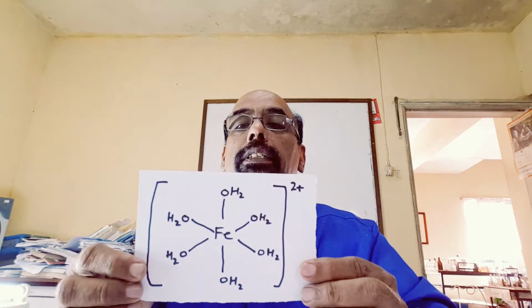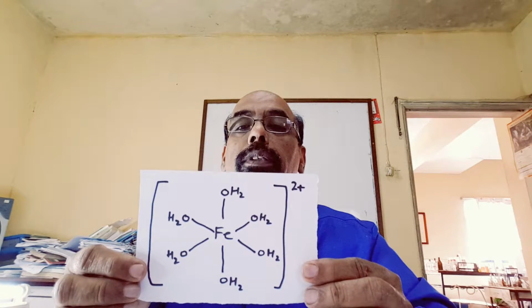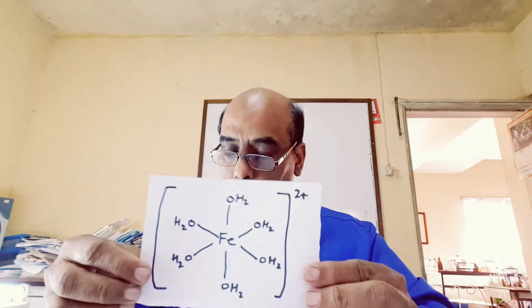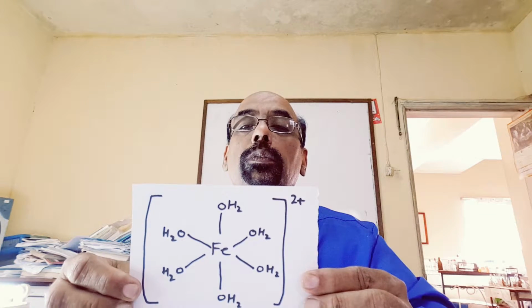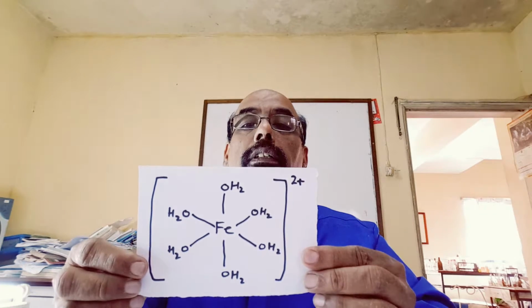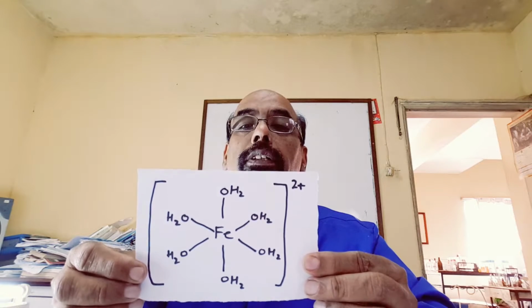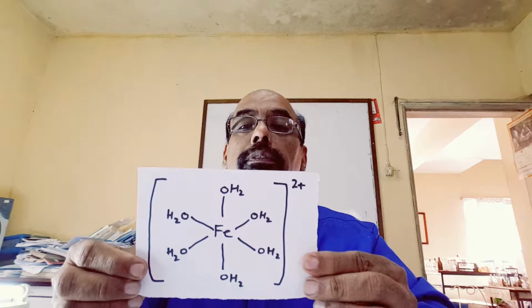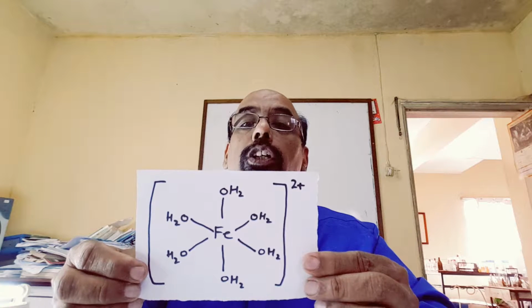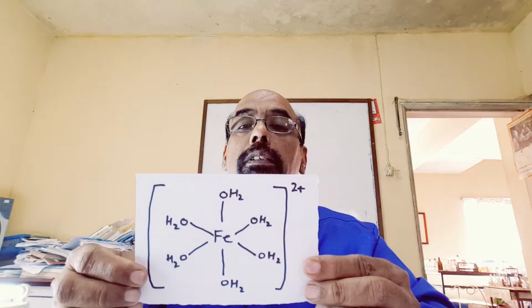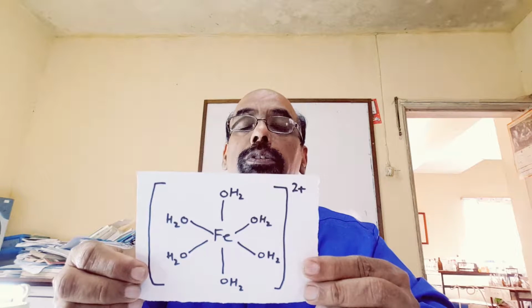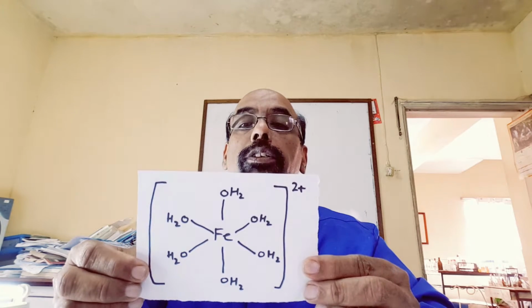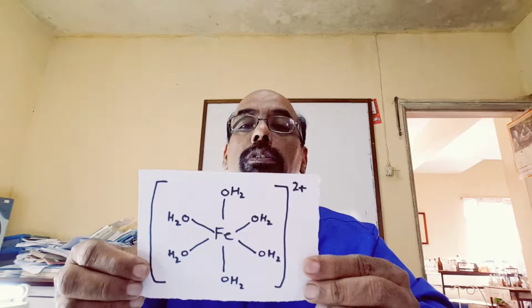Aqueous iron 2 ion is bonded datively to 6 water molecules. Note the oxygen atom of the water molecule, which is bonded to the central iron 2 ion. The overall charge is +2. The square brackets indicate the coordination sphere. In the coordination sphere, there are coordinate bonds or dative bonds between oxygen of water molecules and iron 2 orbitals.